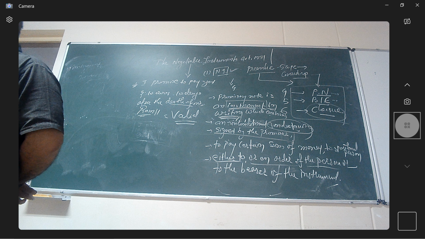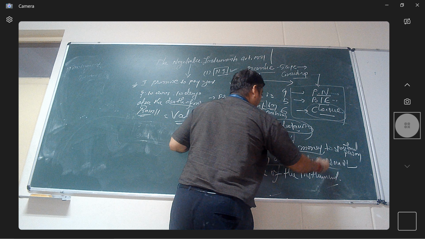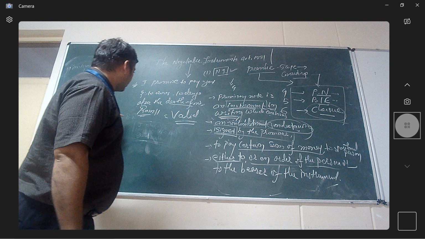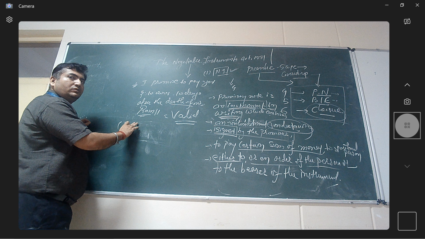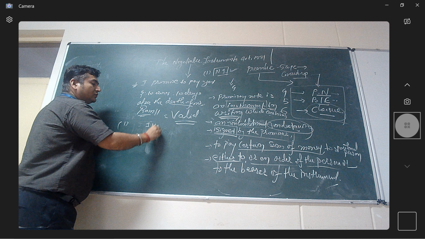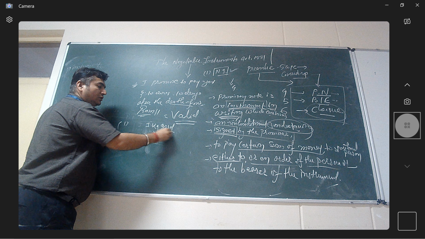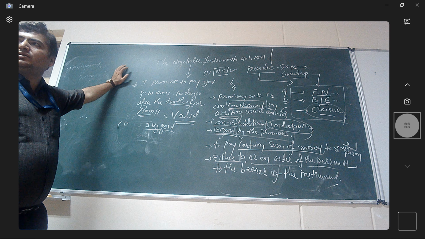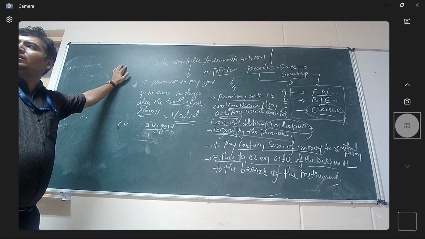I have two questions. Suppose one fellow gives in writing to another under his signature that I will give you 1 kg gold. Is it a valid promissory note? But the answer is quite easy. It is not a valid promissory note because law says a promissory note must contain a sum of money payable. So if you are promising to give some kind, I promise to give you 1 kg gold, I promise to give my bungalow, something like that, it is not a valid promissory note. It may be a valid promise, but not a valid promissory note.